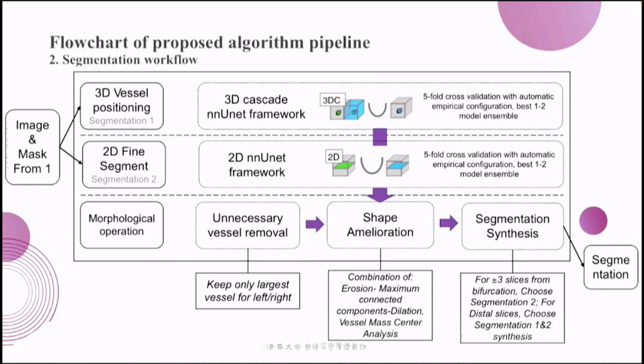Shape amelioration consisted of mass center analysis, which means the distance between the lumen center and the vessel wall center should be smaller than a user-defined threshold. Bifurcation slice was detected as a sudden decline of the vessel area. For the last and next 3 slices from the bifurcation slice, 2D fine segmentation was set as the final segmentation. For the other distal slices, the intersection of segmentation 1 and 2 was considered as the synthetic segmentation output.